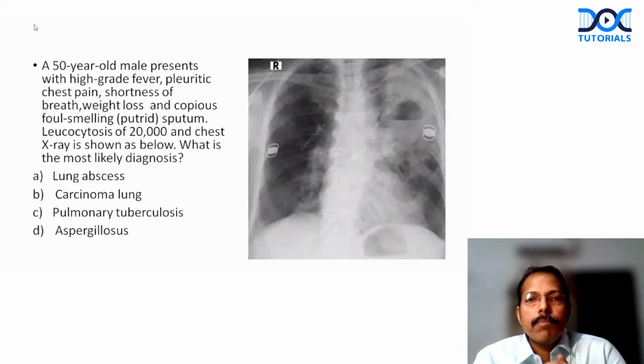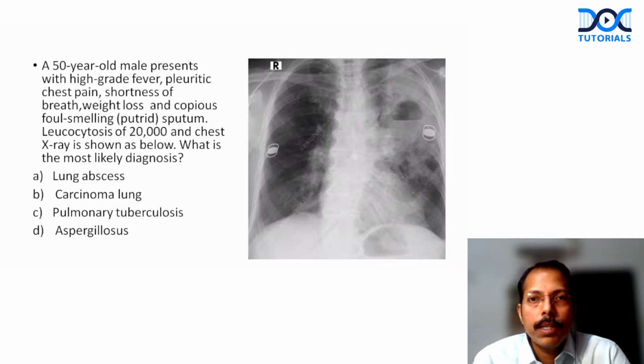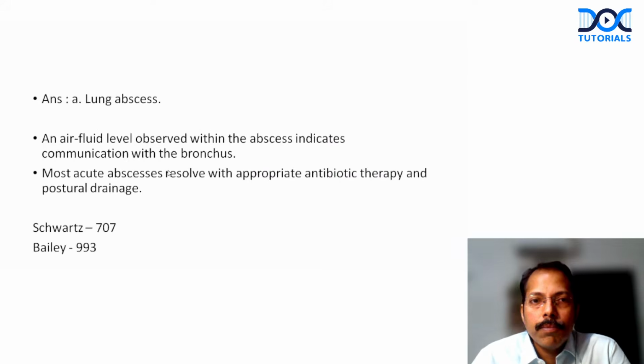A 50-year-old male presents with high-grade fever, pleuritic chest pain, shortness of breath, weight loss, and copious foul-smelling putrid sputum. There was leukocytosis, and chest X-ray has been shown like this. So what is your most likely diagnosis? So in this chest X-ray, what you can appreciate along the lung parenchyma is an air fluid level in the lung parenchyma. Okay, so what are the options? Lung abscess, carcinoma lung, TB, aspergillosis. So among the options, the best option being lung abscess.